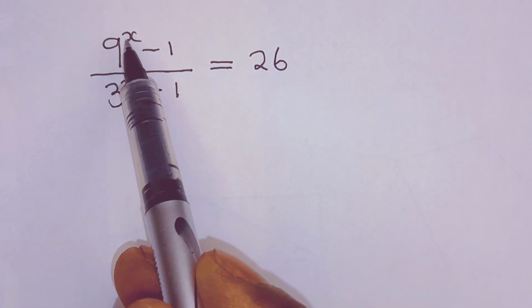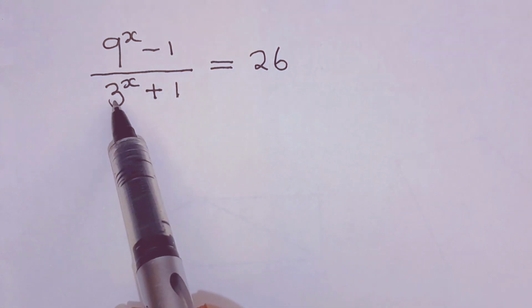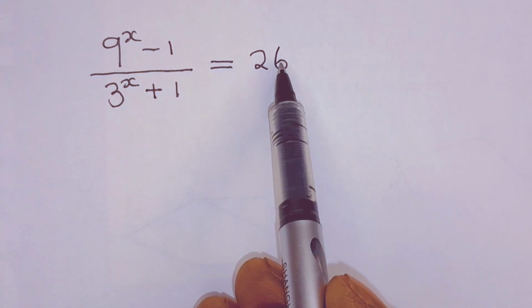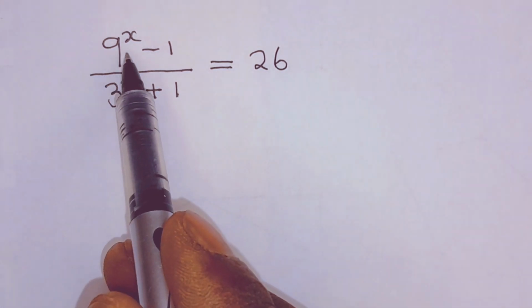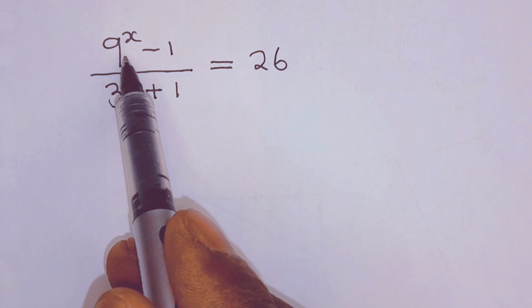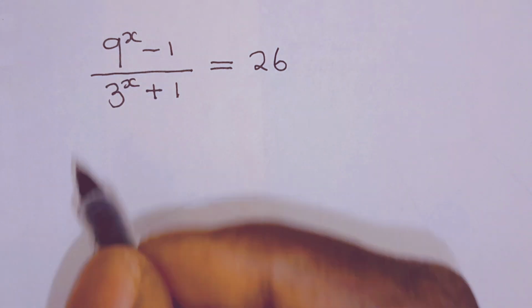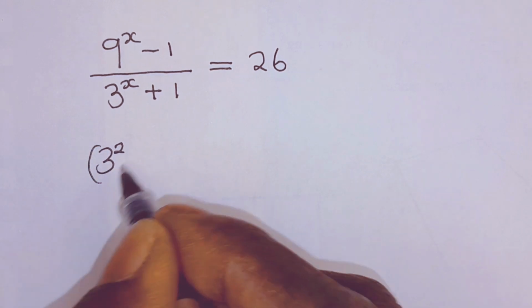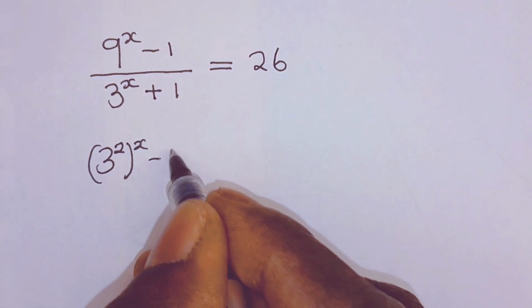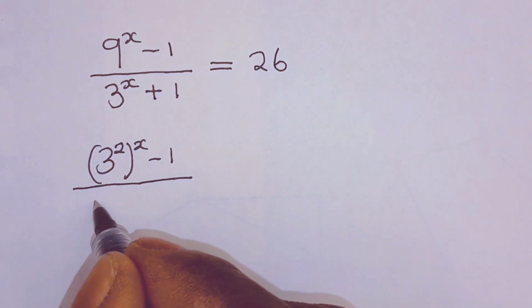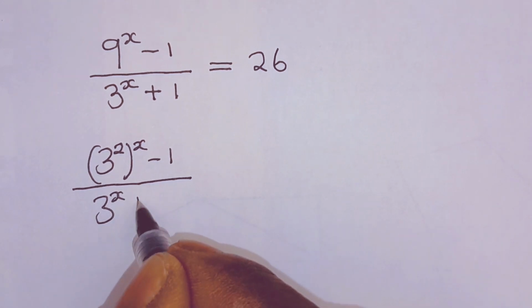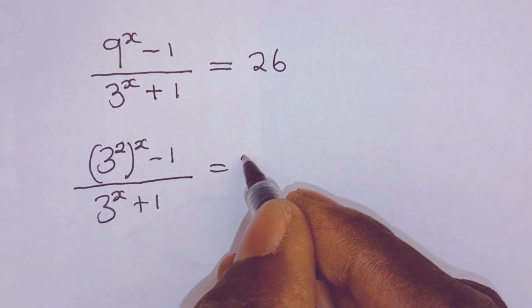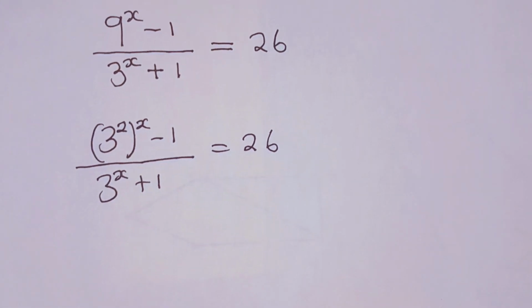We have (9^x - 1) divided by 3^(x+1) equal to 26. So the first step here is to write this 9 to the power of x at its index. So therefore we have (3^(2x) - 1) all over 3^(x+1), which is equal to 26, right?